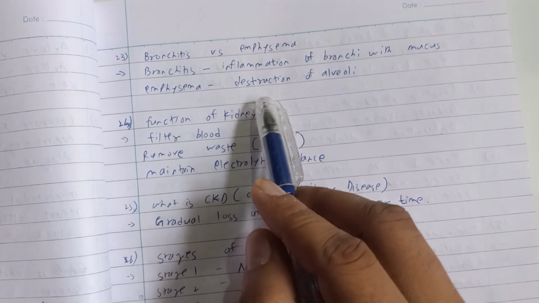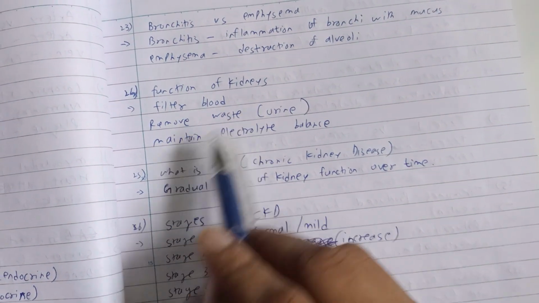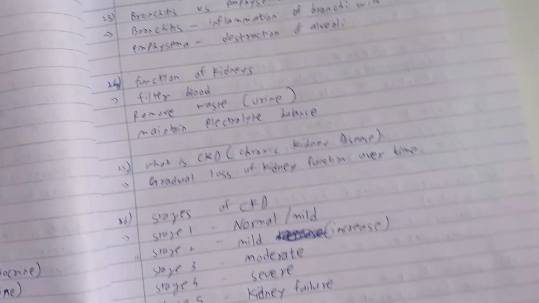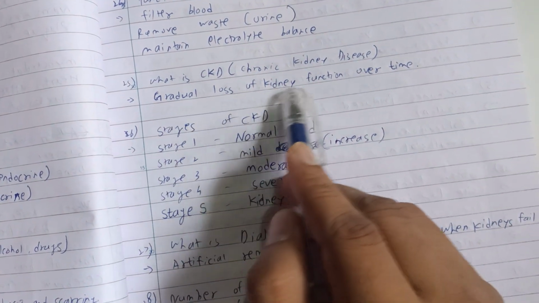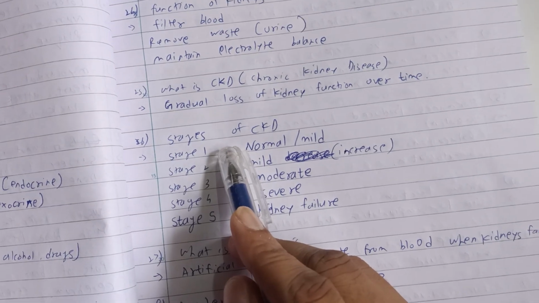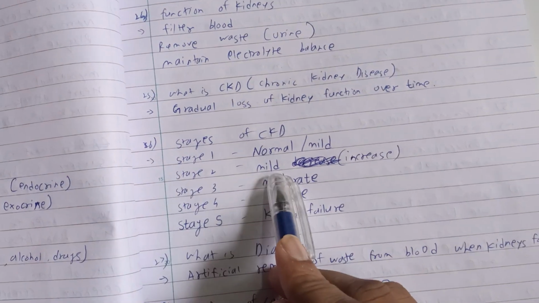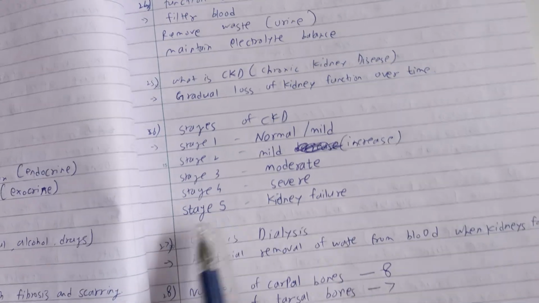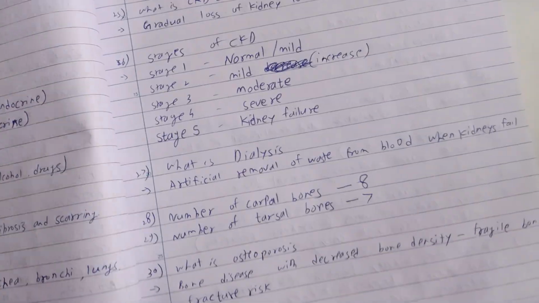Emphysema, destruction of alveoli. Function of kidney: filter blood, remove waste, that is urine, maintain electrolyte balance. What is CKD? Chronic kidney disease, gradual loss of kidney function over time. Stages of CKD: first stage normal to mild; second stage mild decrease; third stage moderate; fourth stage severe; and fifth stage is kidney failure.